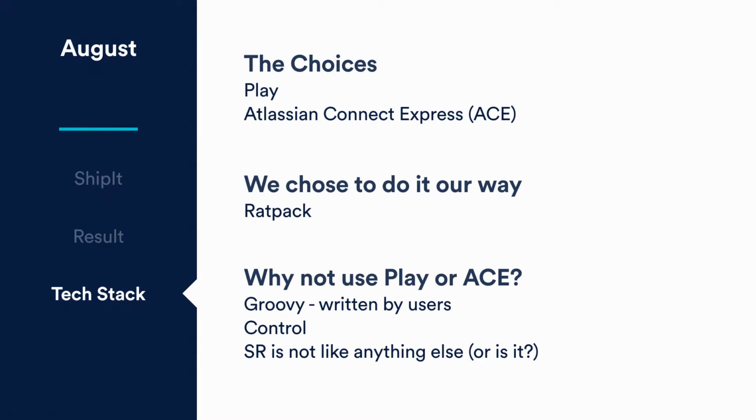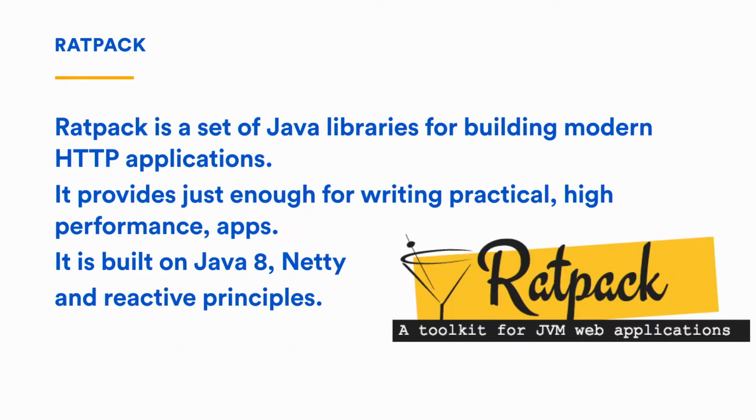If we take a deeper dive into the tech stack we used, at the time there were two choices. There was Play and there was Atlassian Connect Express. We didn't use either. One, because Play had bugs at the time. Atlassian Connect Express hooked us into a framework, and we wanted to be free to do what we wanted on the cloud. We chose to do it our own way, using Ratpack. Ratpack is written by Groovy users and has a nice DSL for Groovy. It was much simpler to use. ScriptRunner is not like anything else either, or is it?